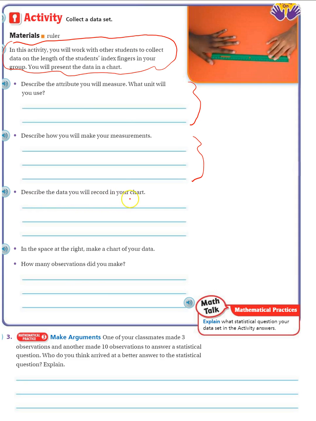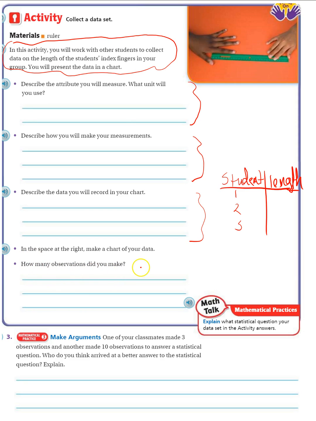Describe the data you will record in your chart. So what are you going to be writing down? Think about the Garnett chart, right? You're going to have student 1, student 2, student 3, so that's going to be your students. And then you're going to have length of the index finger. Okay. In a space at the right, make a chart of your data, so similar to how I've done here.